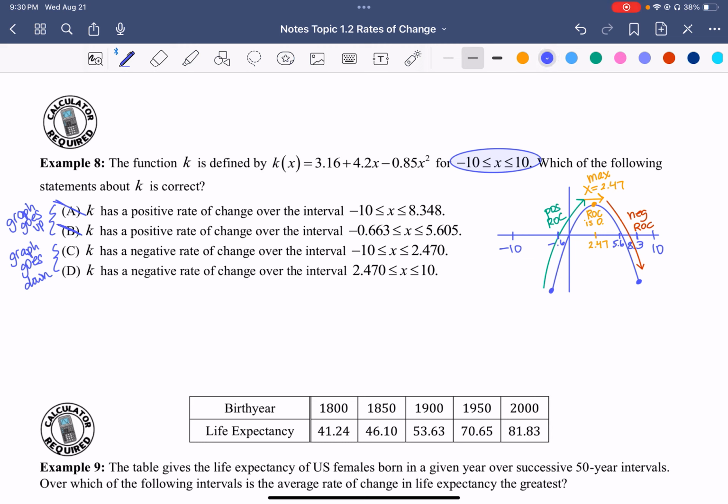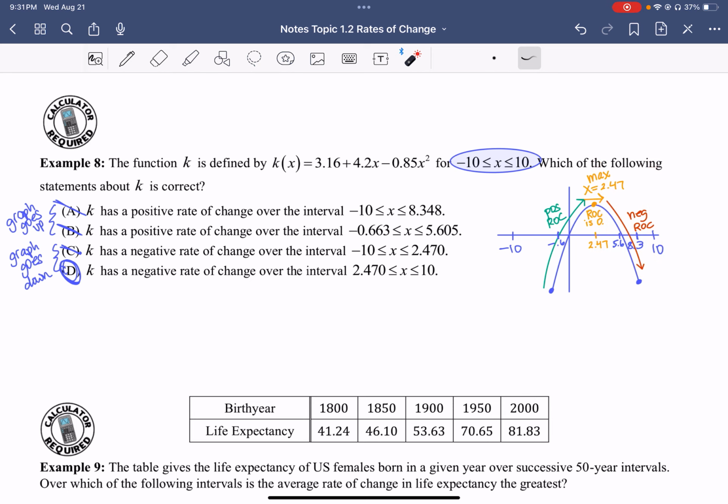For C, let's say I go from -10 to 2.47. It says it has a negative rate of change. Well, that's not true because there we are going up. It has a positive rate of change. So that leaves answer choice D, which is the correct answer. But let me just show you that from 2.47 to +10, these are all negative y values. So the rate of change is negative. So D is the correct answer there.